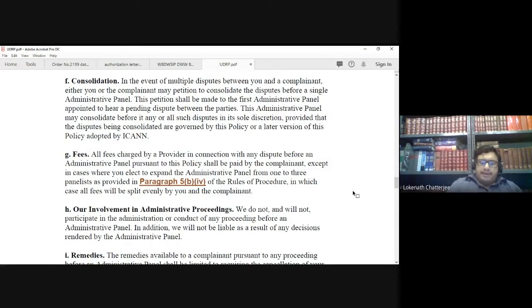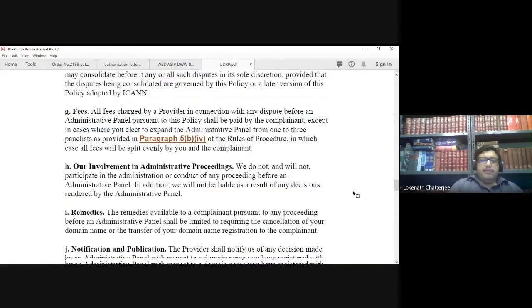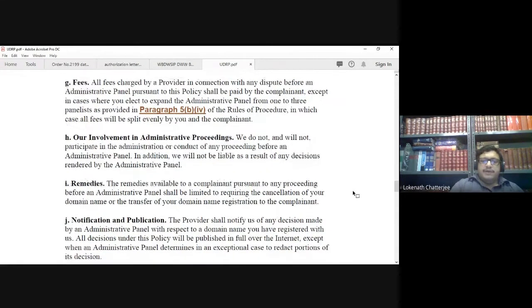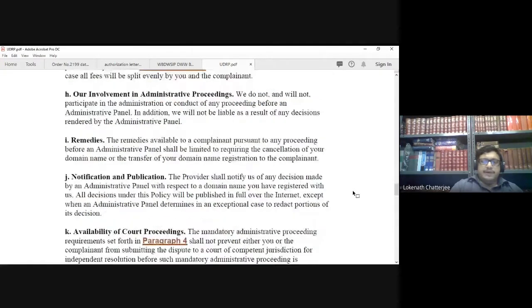So now again, several disputes between the same parties may be consolidated. Now this is something interesting which we will see when we are doing arbitration, that what if there are several disputes between two parties and whether these arbitrations can be consolidated or not. Moving on, fees is okay, very well. It's as per the rules of procedure, we can leave that out.